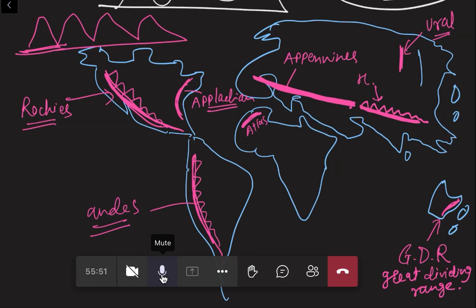Sir, one correction. I don't know if it is correct, but the Ural mountain, I think it's west of Russia, right? In between Europe and Asia. No, actually it is east of Moscow. That means it is in Russia only, but it is east of Moscow. Here is Moscow, suppose. This blue point is Moscow. Then east of Moscow you will find the Ural mountain.